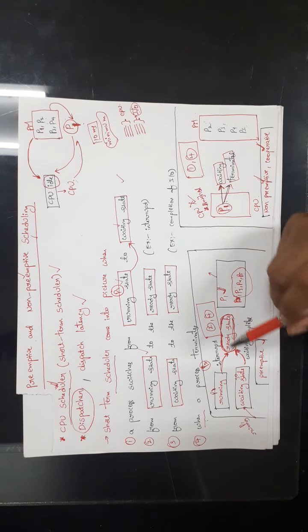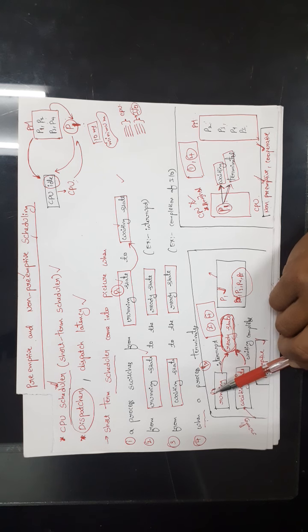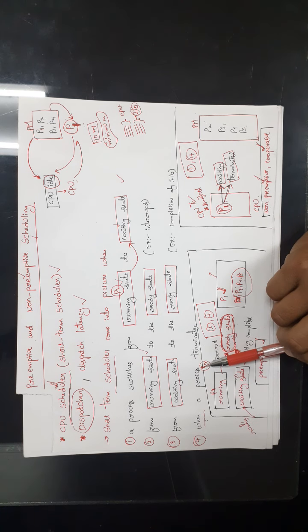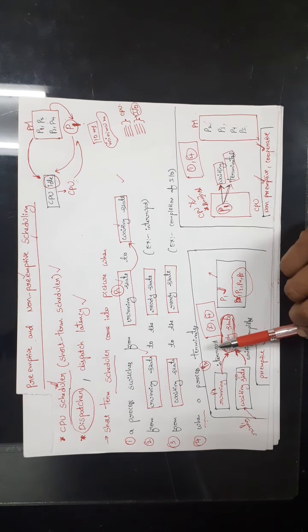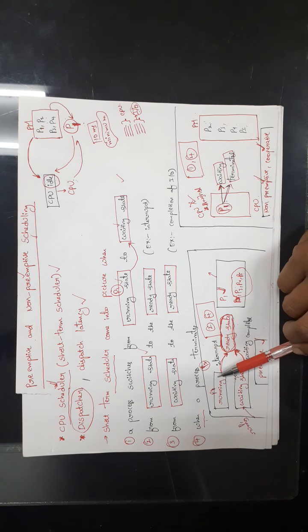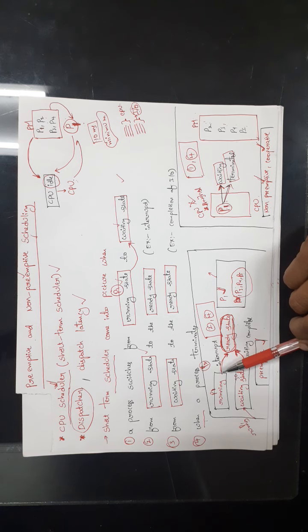Here also if you observe, actually P1 is executing, that means it is using CPU, but when a high priority process came, then we are taking the CPU from it. It has not finished its execution even though we are taking CPU from it. Okay, so this is called preemptive scheduling.